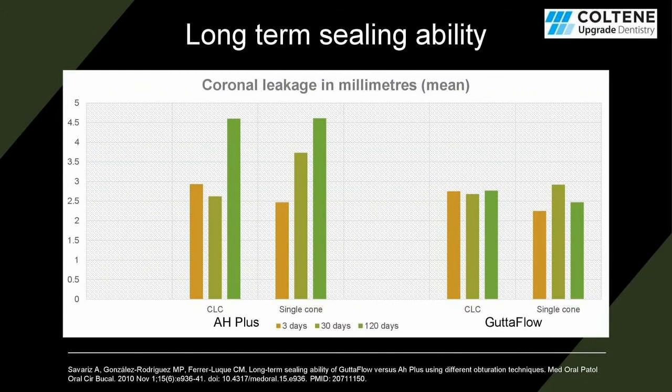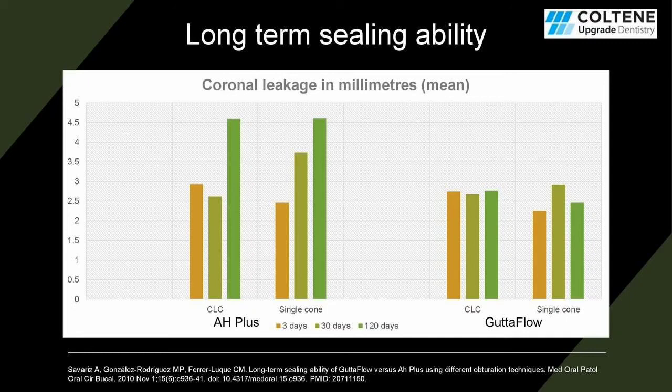In the previous study, we have seen how Gutta Flow 2 provides a very good marginal seal between the dentin and the Gutta Flow and the sealer. Now, this study is a direct continuation of the results of that study. This study shows how Gutta Flow gives a very good long-term sealing ability in comparison to AH+. This graph in this slide shows you how Gutta Flow compares with AH+ on 3 days, 30 days and 120 days with different techniques, that is single cone and cold lateral condensation.